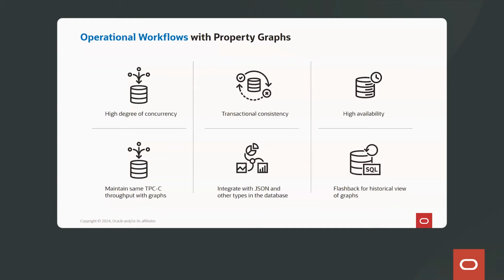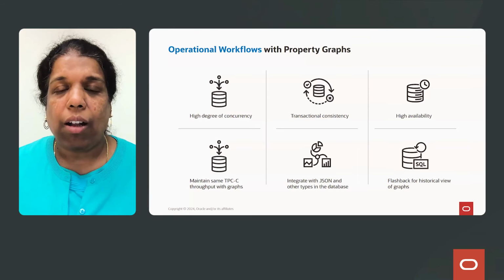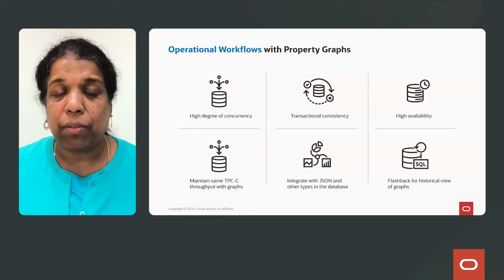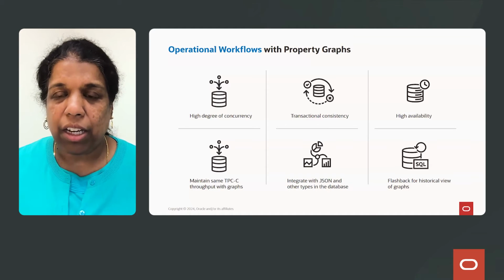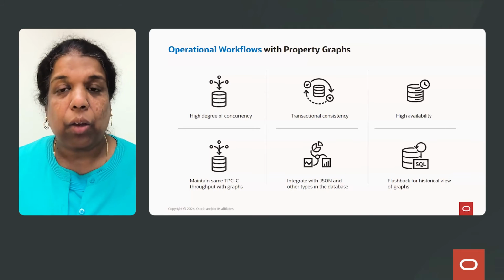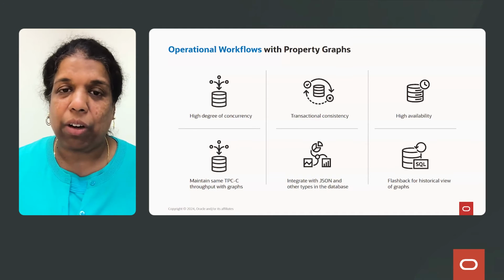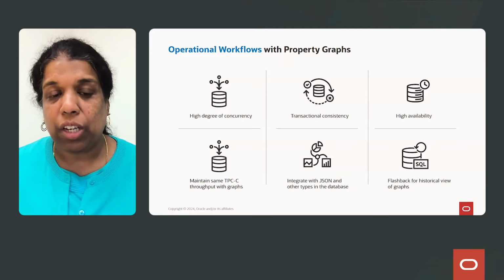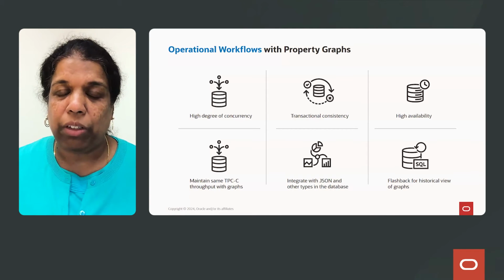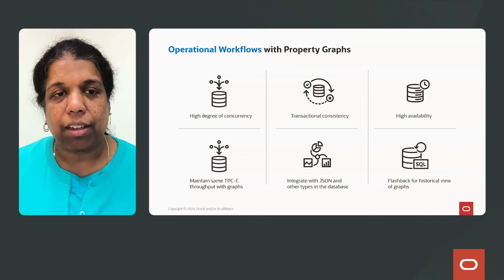And because graphs are a native object of Oracle database in Oracle Database 23, all the other database features apply. High degree of concurrency, you can have thousands or millions of users running thousands of queries. Transactional consistency, high availability. You don't have to worry about having a separate set of processes for your graph database. You can integrate your graph queries and graph data with JSON and other types in the database and so on. So all the features you know and love in Oracle database are available to graphs. And of course, security. You can now work with graphs in the most secure database that there is.